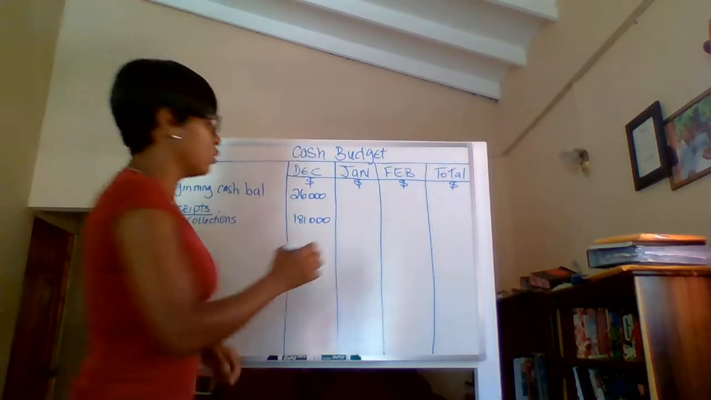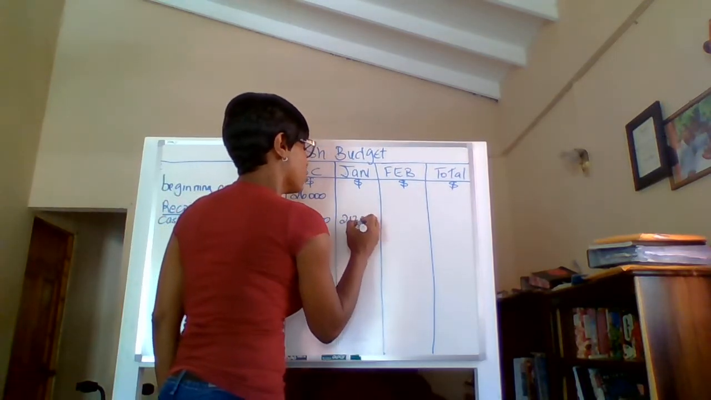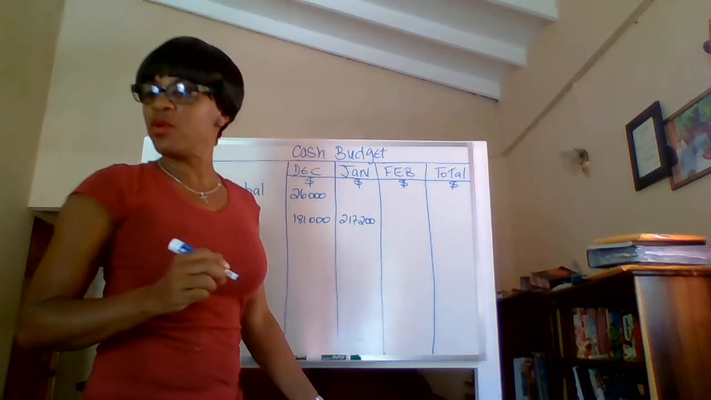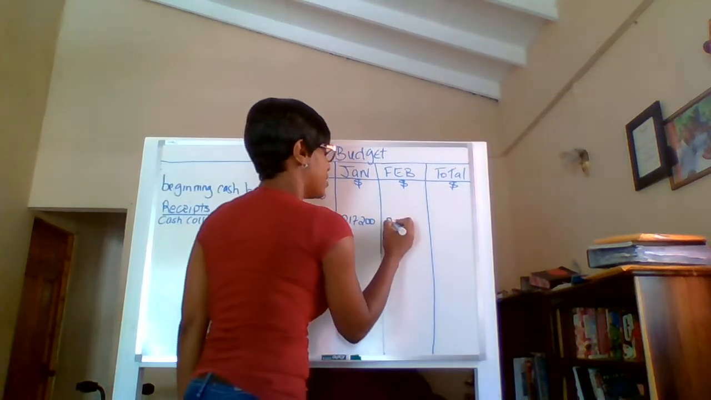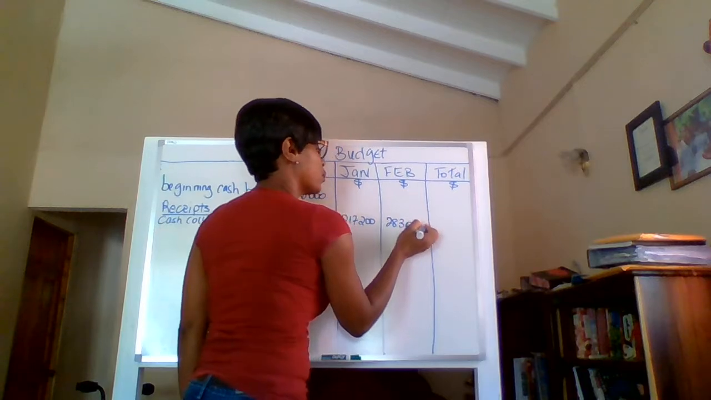In January, it was 217,200. And in February, the total was 283,000. Okay?